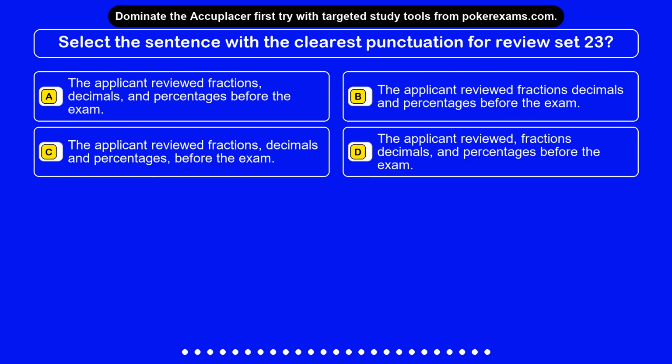Question 19. Select the sentence with the clearest punctuation for review set 23. Option A. The applicant reviewed fractions, decimals, and percentages before the exam. Option B. The applicant reviewed fractions, decimals, and percentages before the exam. Option C. The applicant reviewed fractions, decimals, and percentages before the exam. Option D. The applicant reviewed fractions, decimals, and percentages before the exam.